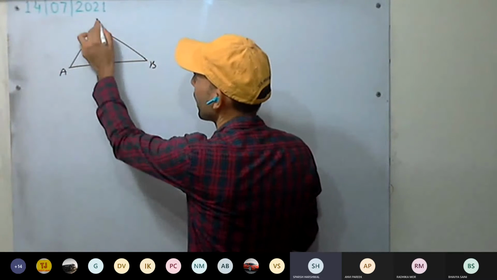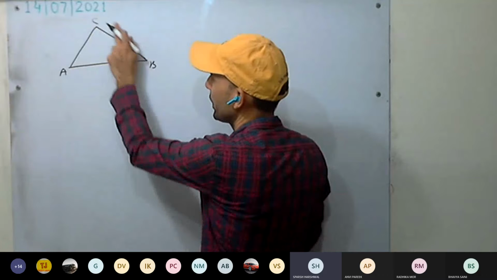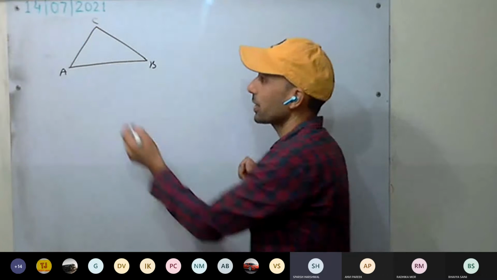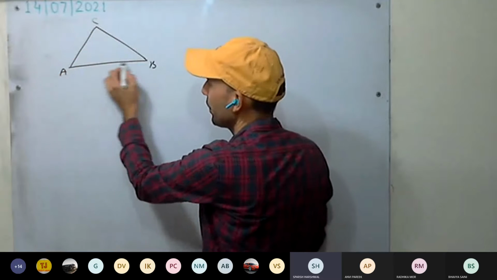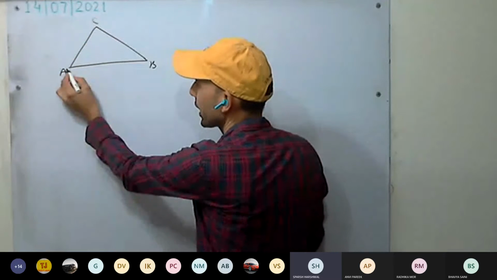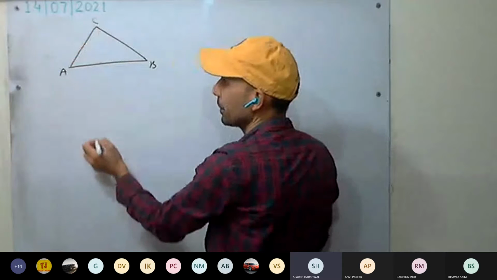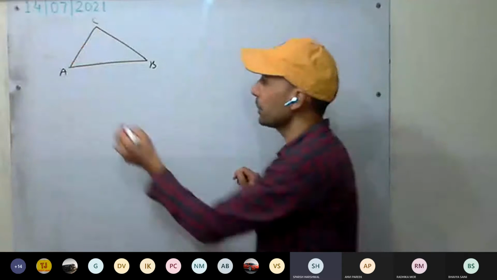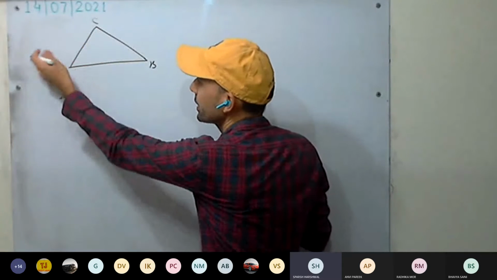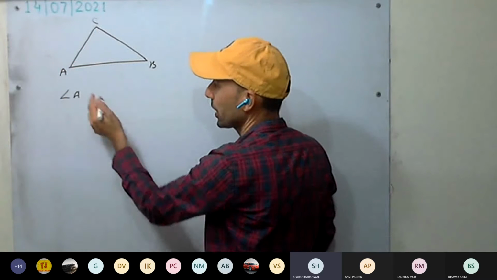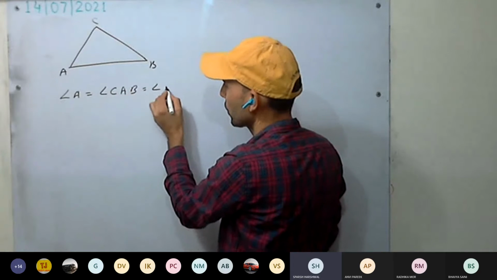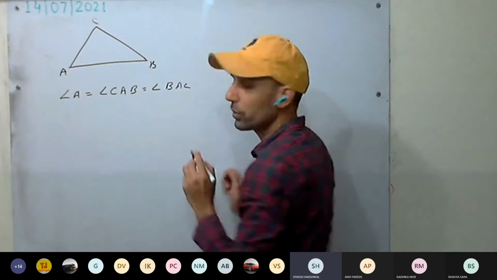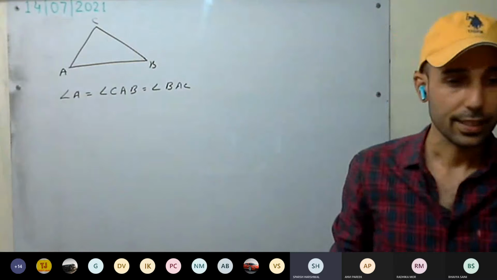A, B, C. So which are the line segments? AB, BC, CA. Angles: angle A, angle B, angle C. Or we can call it angle CAB, or angle BAC. They are the same. You can name it angle A since there is no other angle at the vertex A. We can also say it CAB, we can also call it BAC. Understood? Yes, sir. These are the angles.